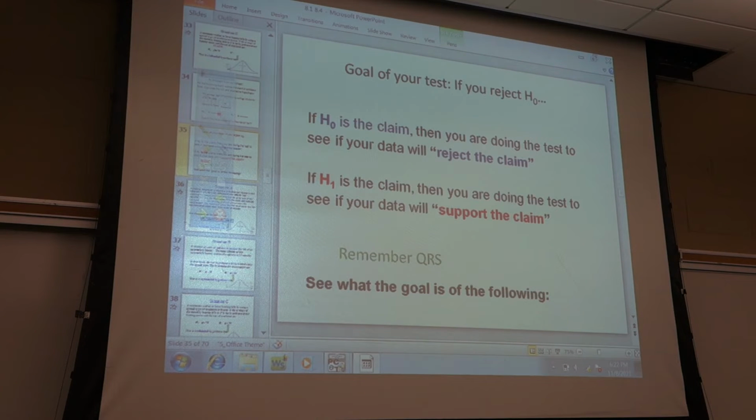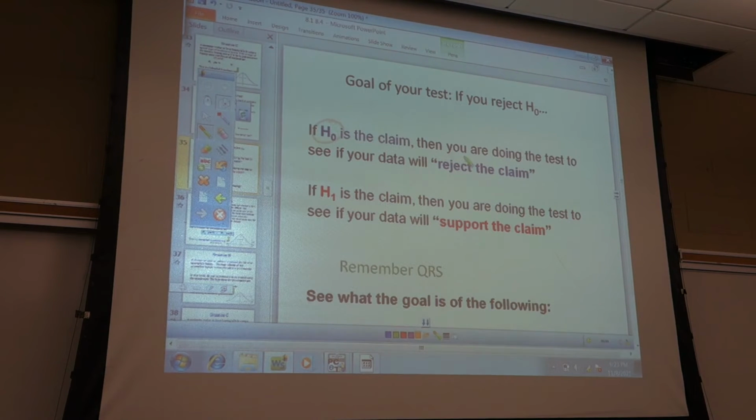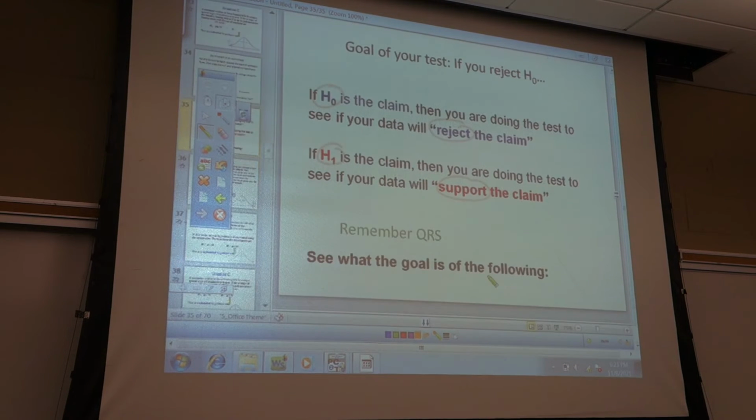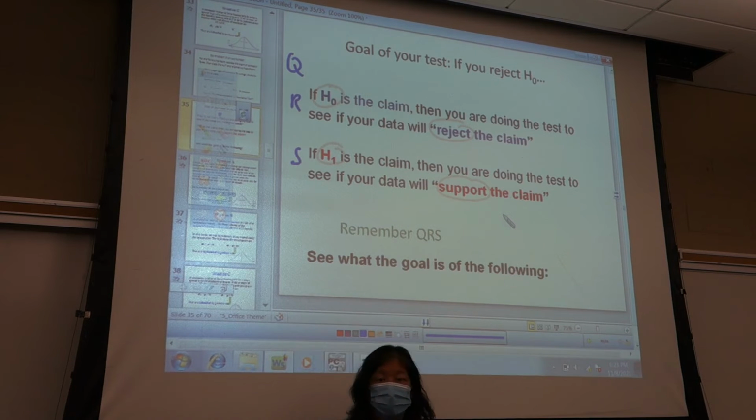How do you remember to use it? So remember H naught, reject. H1, support. How do you remember? Everyone knows your ABCs, right? A, B, C, D, E, F, G, and so on, Q, R, S. So Q just gets you started. Q, R, S. R, reject. S, support. Everybody on board? So it's just a mnemonic for remembering it. The first one is reject. The second one is support.